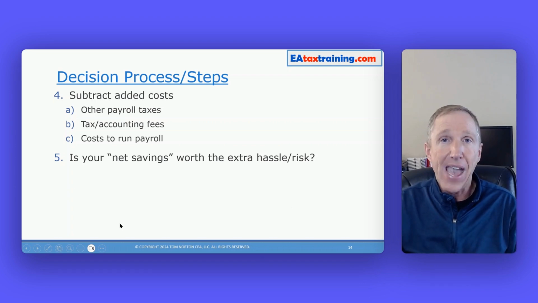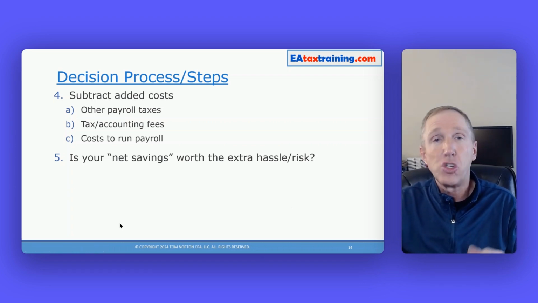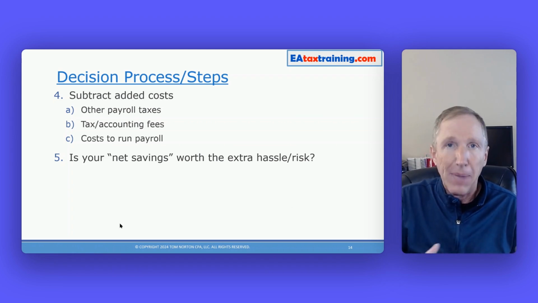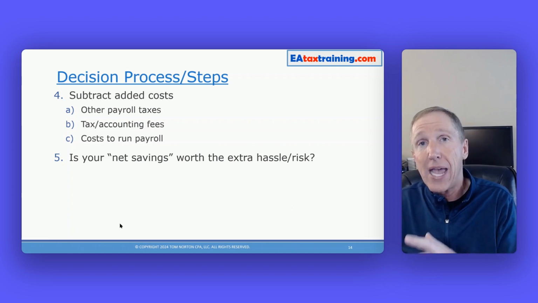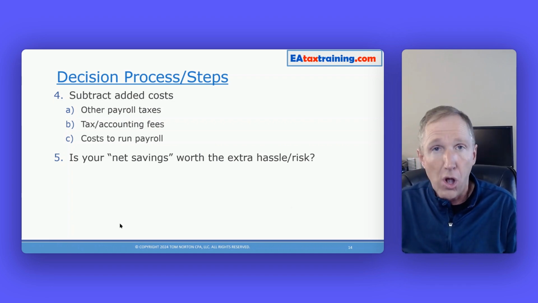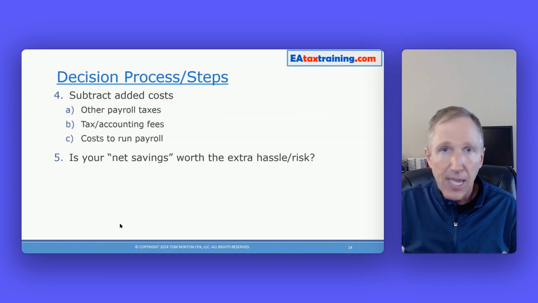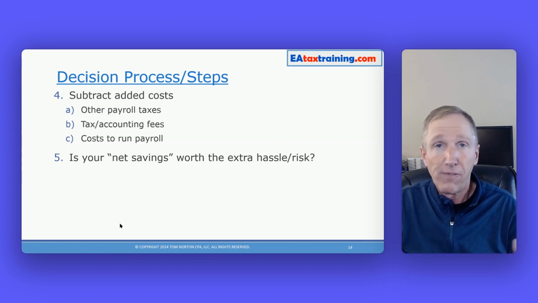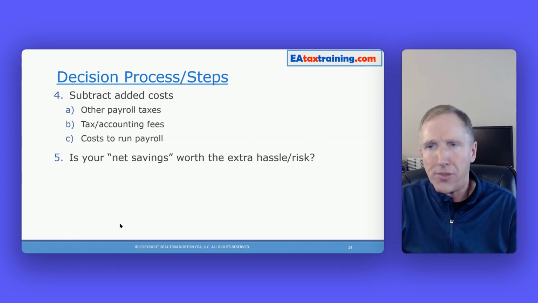Once you subtract that from your estimated tax savings, you have your net savings, and then you need to decide whether or not that amount of savings is worth the extra hassle and risk. And there's no right or wrong answer here. Let's say you do all these calculations and you find out that you would save $1,000. Well, you could have two different business owners. One of them could be like, oh, $1,000, absolutely, I'm doing that all day long.